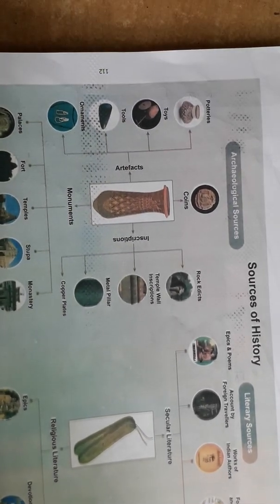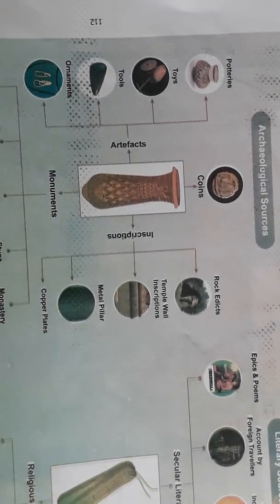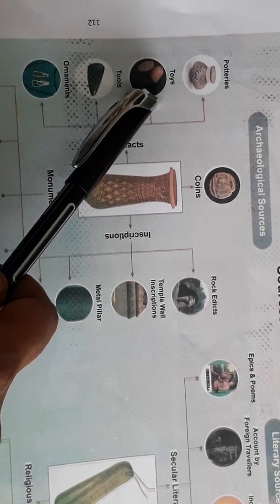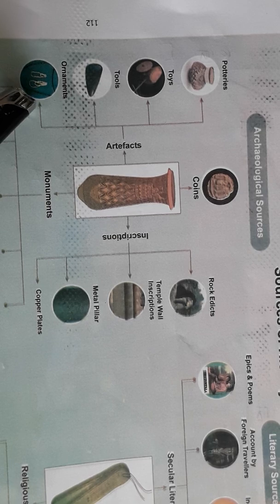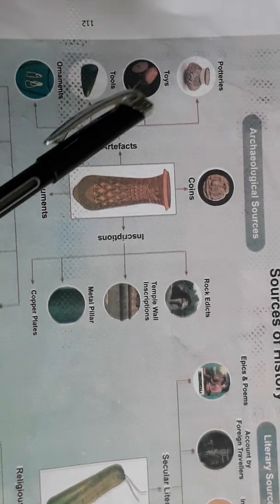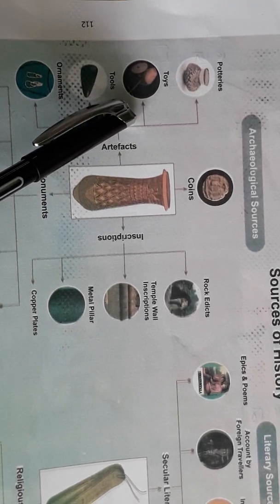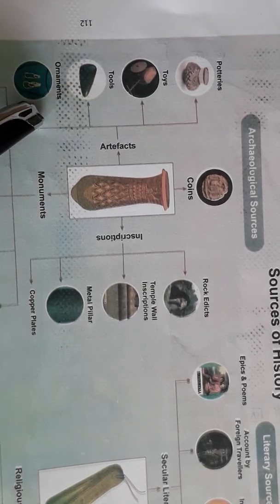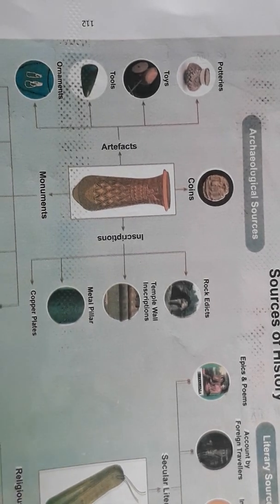Are you able to see this? Potteries, toys, tools and ornaments. What are the artifacts? Potteries, toys, tools and ornaments. What are the monuments?